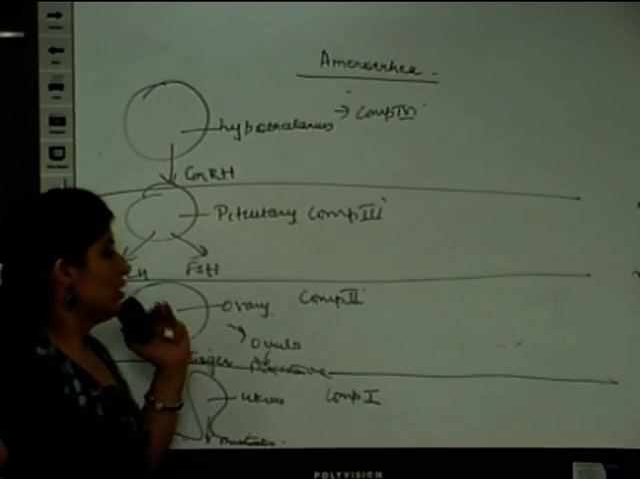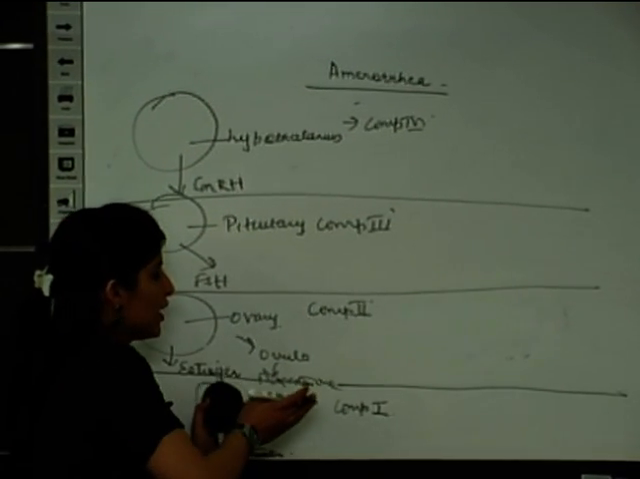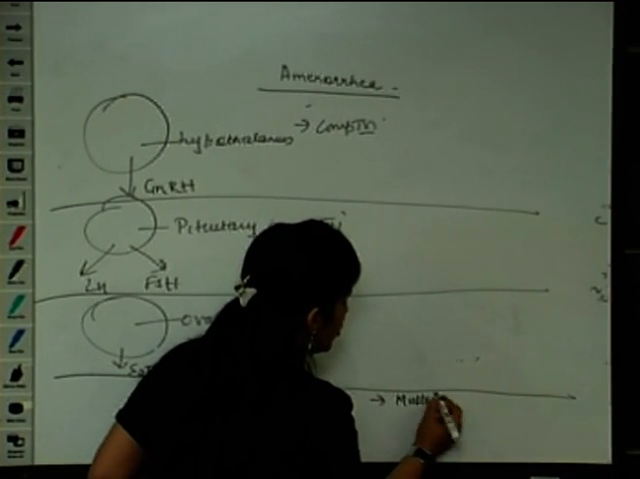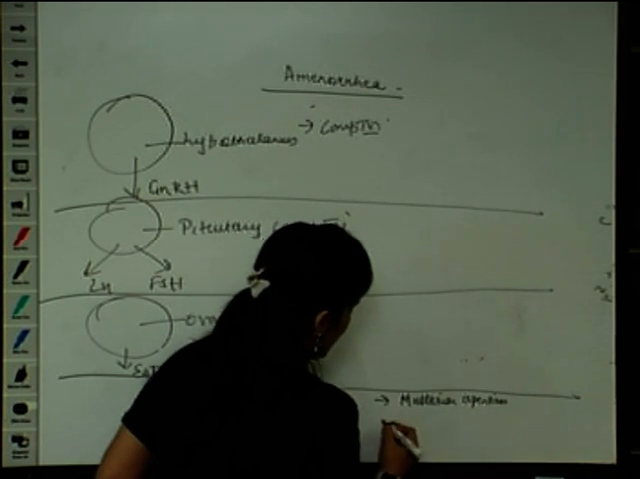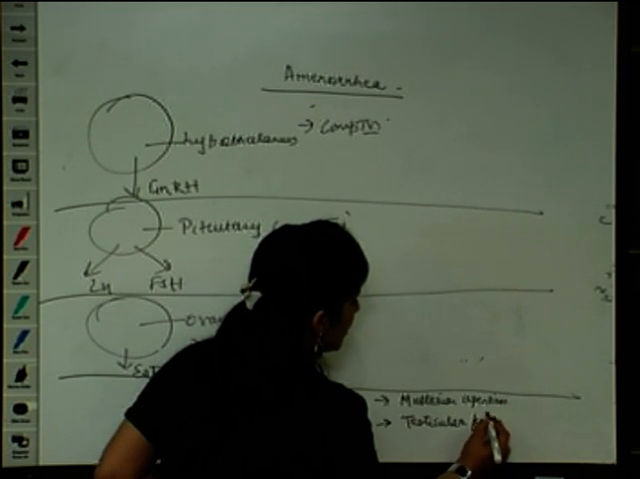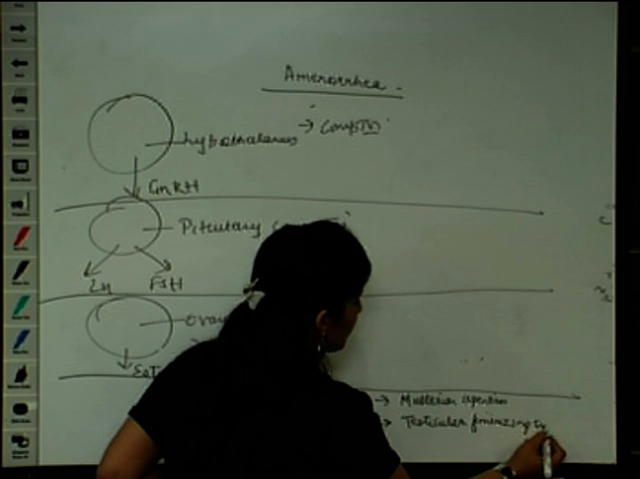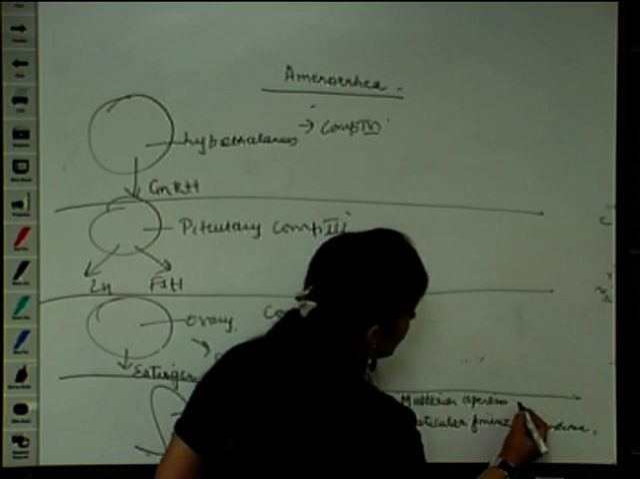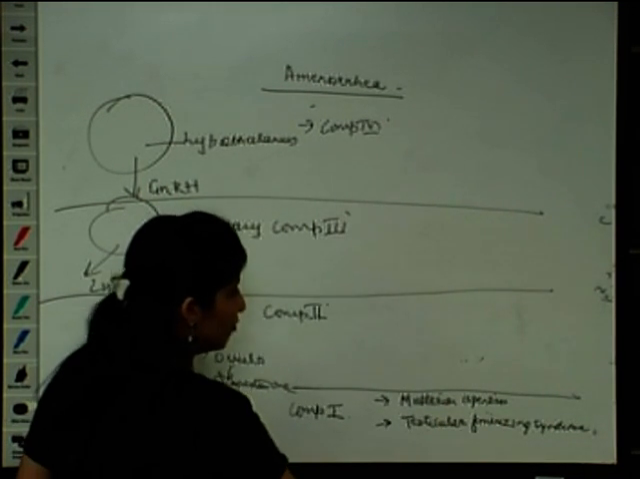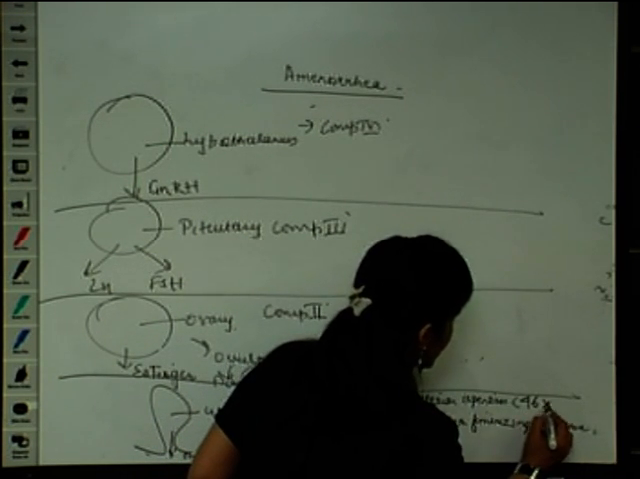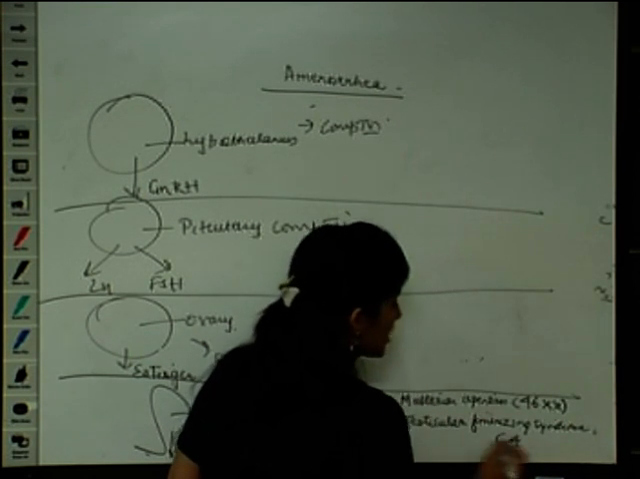Now the causes of primary amenorrhea can be compartmentalized. For example, the causes of primary amenorrhea related to compartment 1 are Mullerian anomalies, Mullerian agenesis, and testicular feminization syndrome. The chromosome number of Mullerian agenesis is 46XX, and the chromosome number in testicular feminization syndrome is 46XY.